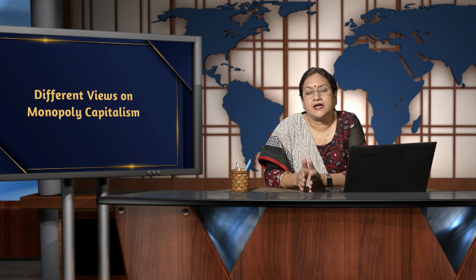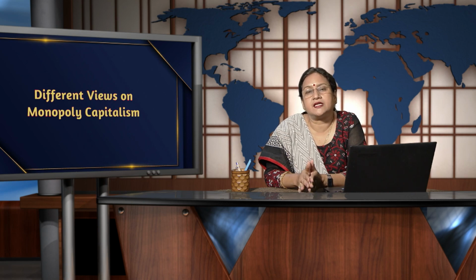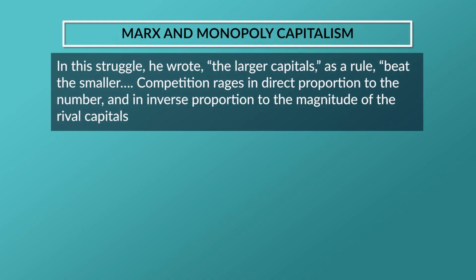For Karl Marx, capital tended to grow even larger in a single hand, partly as the result of the straightforward process of concentration of capital as well as the result of centralization of capital. So, students, please remember that in this concept of monopoly capitalism, two very important concepts are the concentration of capital as well as the centralization of capital. In this struggle for capital, Marx wrote that the larger capitals as a rule beat the smaller ones. Competition would definitely rage in direct proportion.